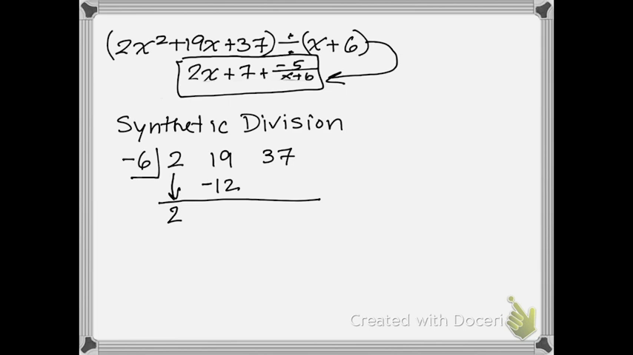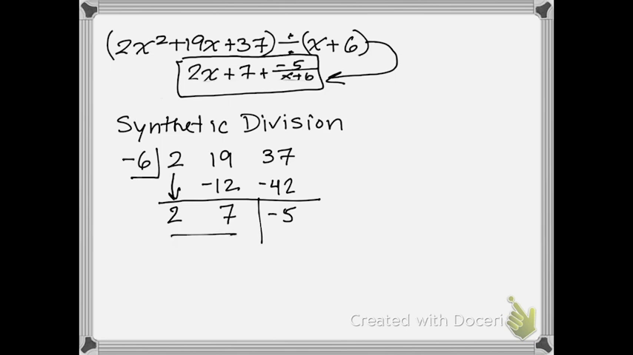And then I'm back to multiplication, negative 6 times 7, which is negative 42. And that moves into the next column, add down the column 37 plus negative 42 and get negative 5. Now this is the quotient and the remainder. Now how is this the quotient?